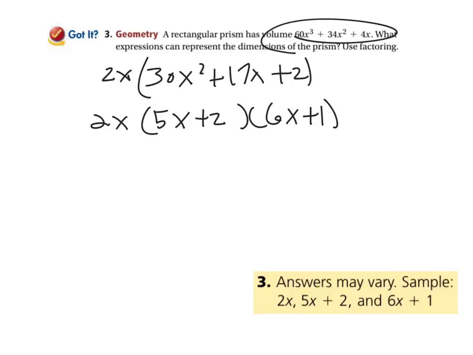So there you go. Again, look for the greatest common factor first, then just factor the rest of it like we've been doing.